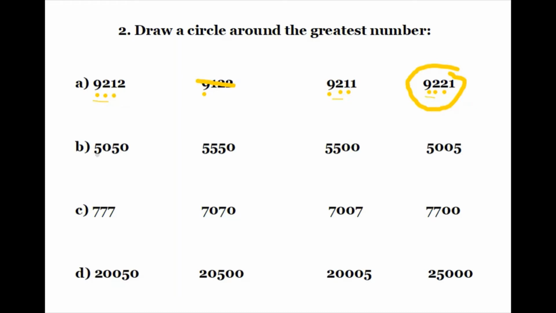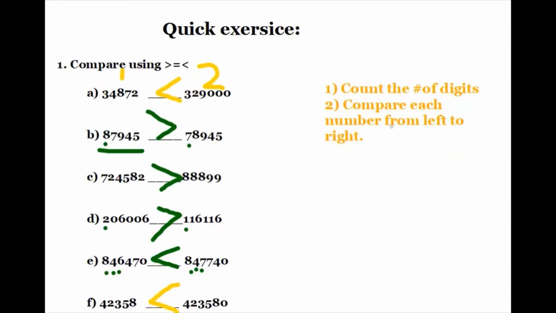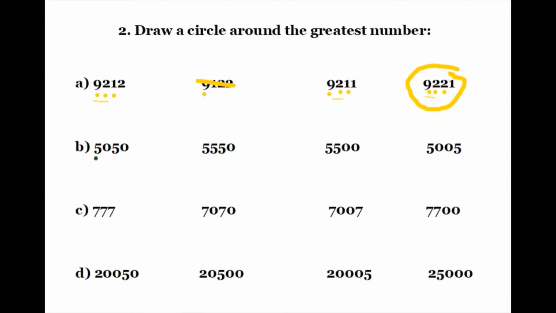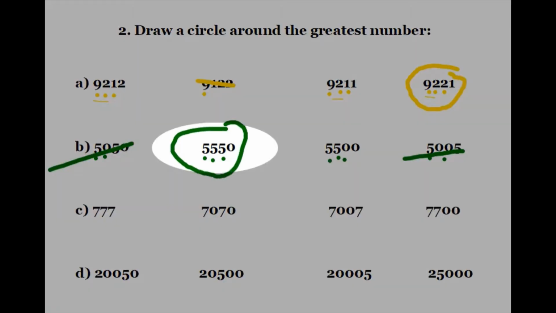2B, we can see that each number is 4 digits long. So we cross out number 1 and we move to number 2. Compare each number from left to right. So from left to right, we can see that all the numbers have a 5 as their first digit. So we move to our second number, which is in this case 0, a 5. We automatically cross out this one because it's already eliminated. And the last one we also crossed out. We are left with the 2 in the middle. The third number is a 5, and here the third number is a 0, and 5 is greater than 0, so this one becomes our bigger number.